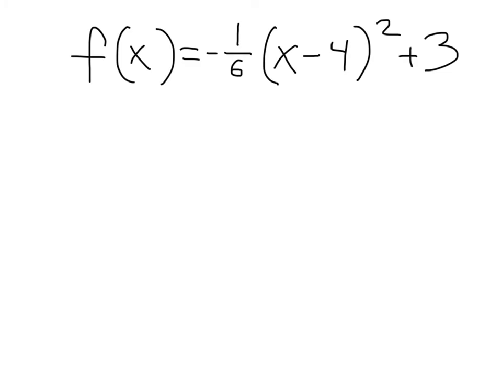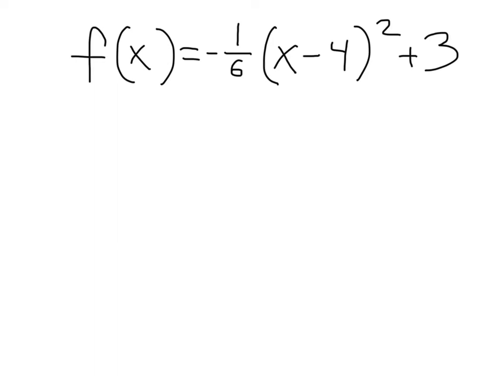Hi everyone. This video is going to show you how to make a sketch of the graph of a quadratic function when it's given to you in vertex form. For this example, I'm going to use the function f of x equals negative 1/6 quantity x minus 4 squared plus 3. And I notice that this is in vertex form because I can see the a, h, and k that I normally see in transformations of parent functions.